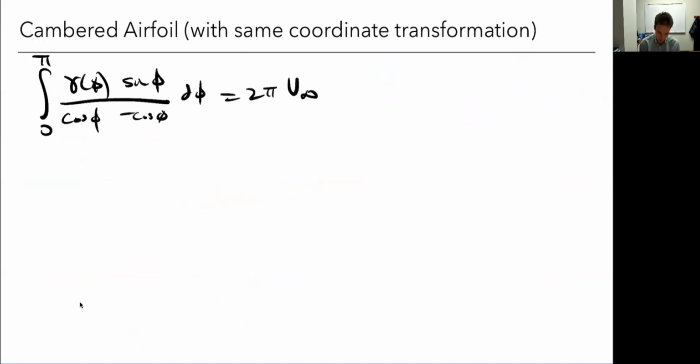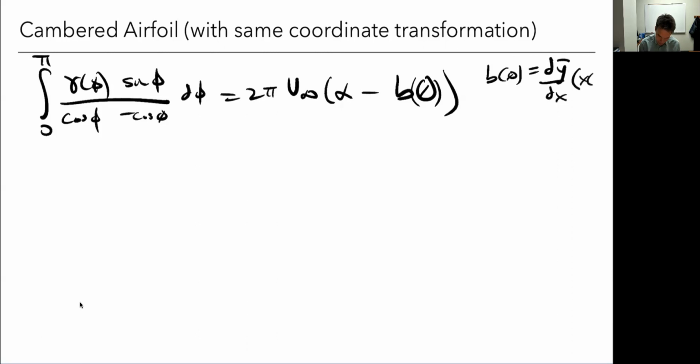So far, all of this is exactly the same. But now we're going to add this term b, which is our camber part. In this case, b of theta is that dy dx term, but after the coordinate transformation. It was a function of x, but we're going to make it now a function of theta. So again, b is just the derivative of the camber, expressed in terms of theta rather than x. And we still have the condition that gamma of pi needs to be 0.